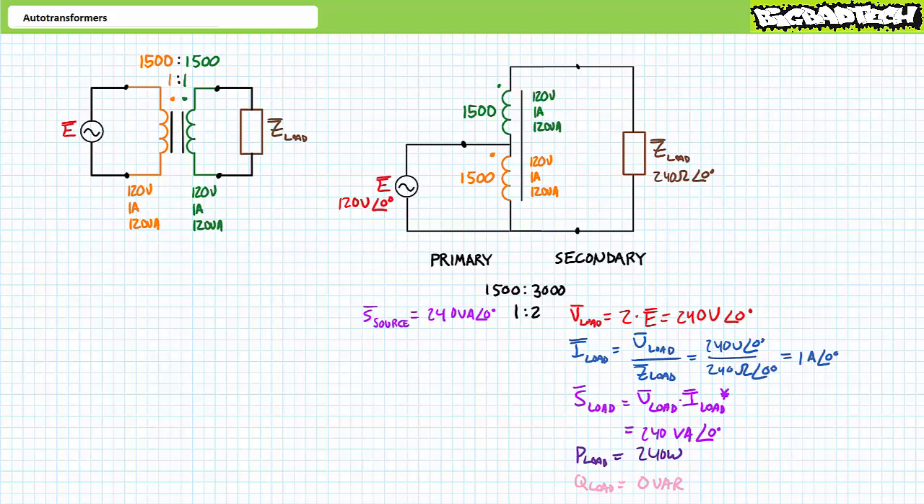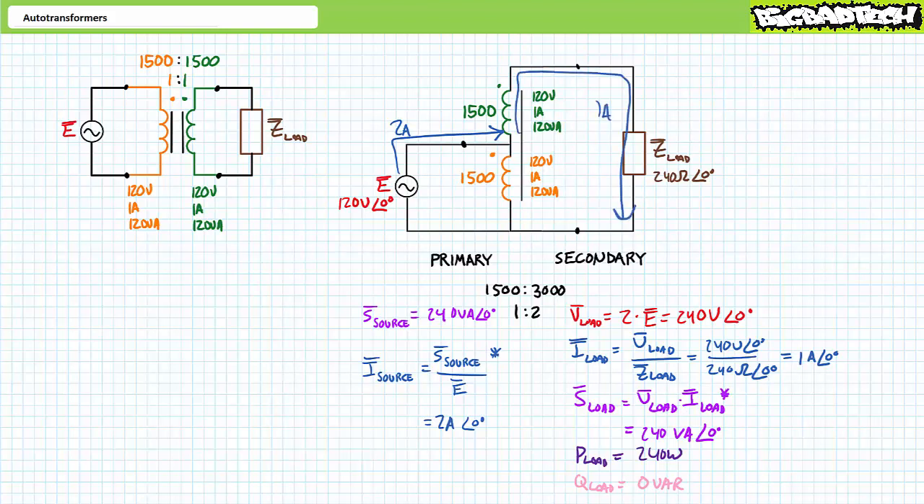Assuming the autotransformer is 100% efficient, we could say power in equals power out, such that the primary input must also supply 240 volt amperes of apparent power. An algebraic manipulation of the power equation solved for current demonstrates the primary input side of the autotransformer draws 2 amps of current from the 120 volt source.